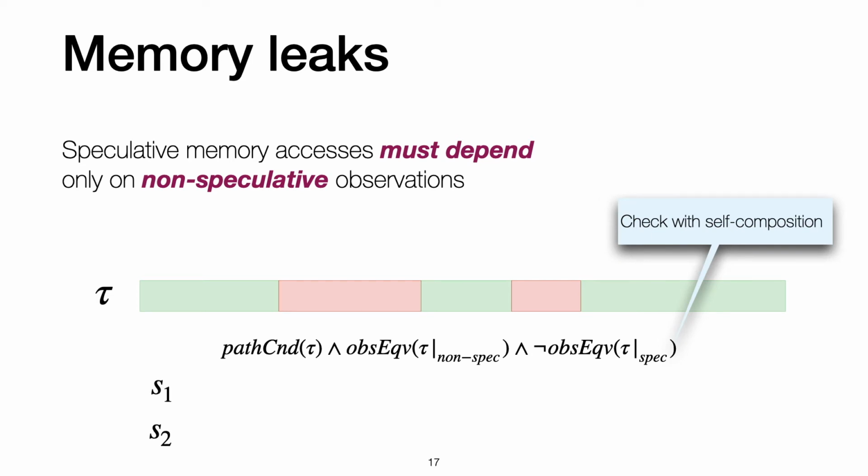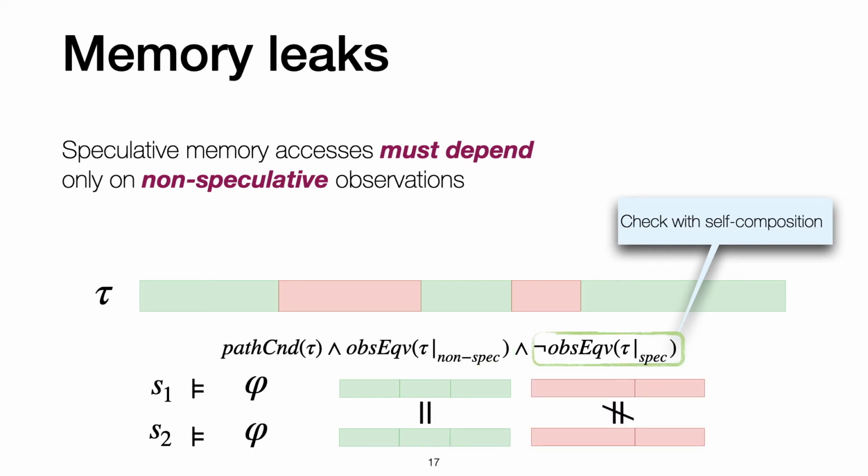The formula states that we are looking for two program states such that, first, they both satisfy the path condition, that is, they are both represented by the symbolic trace tau. Next, the non-speculative observations are the same. This is obtained by requiring that the green observations must be equivalent for the two configurations. This ensures that the two states produce the same traces under the non-speculative semantics. And finally, we require that observations produced during speculative execution are different. Again, this is obtained by requiring that the red observations differ for the two program states. This ensures that the states produce different traces under the speculative semantics. So if this formula is satisfied, we actually have a counterexample to speculative non-interference, and therefore we found the leak.